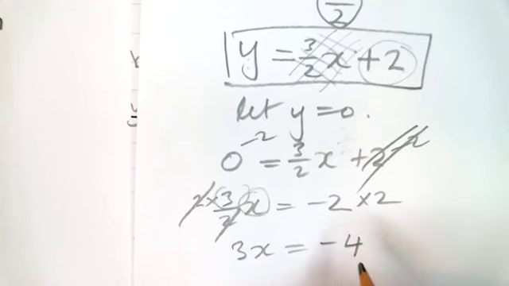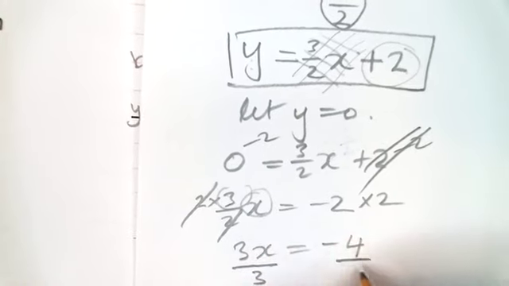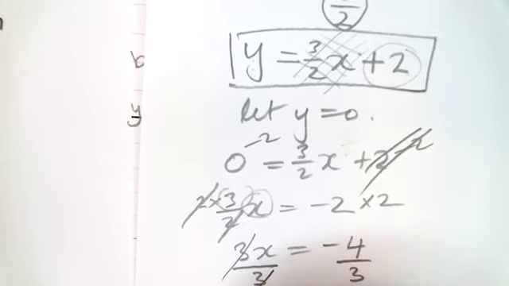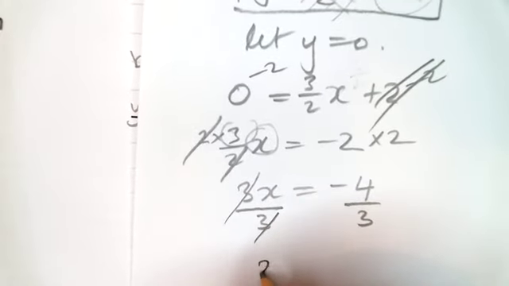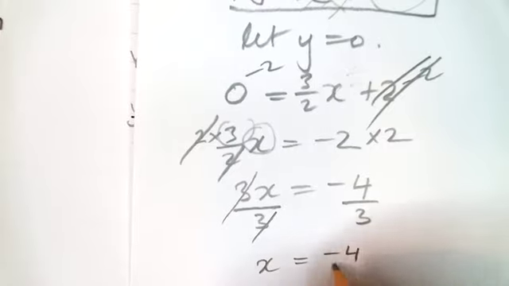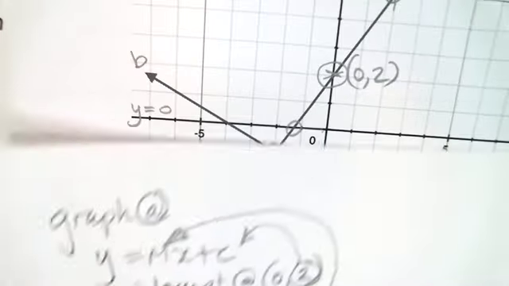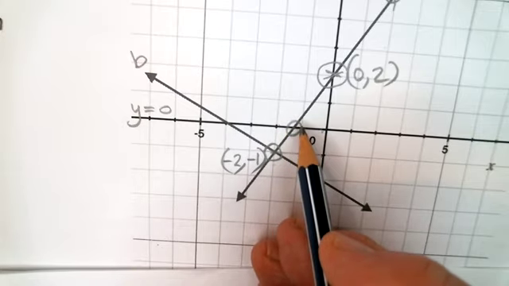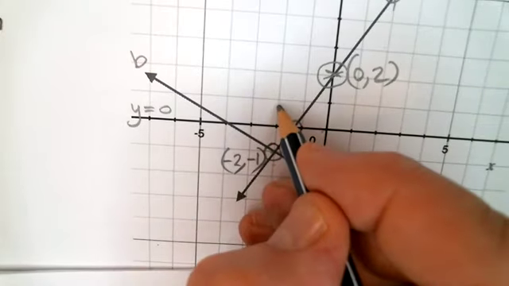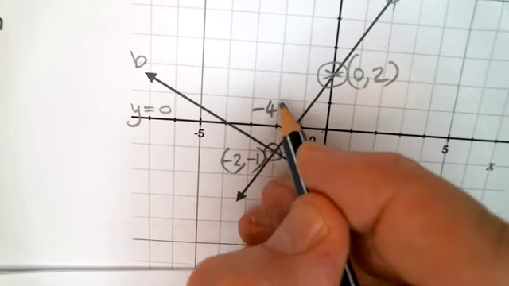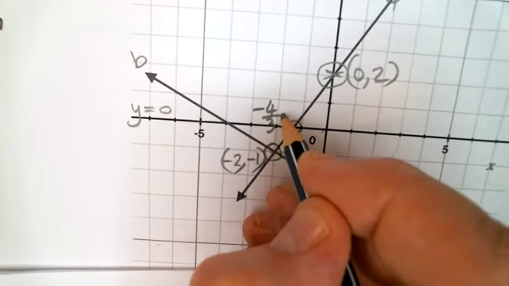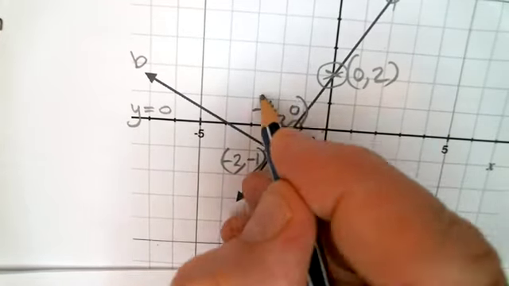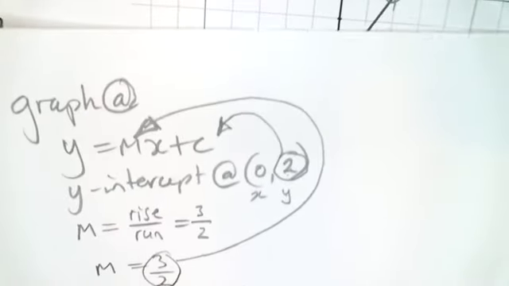Now I could divide both sides by 3. 3 divided by 3 is 1, so x is equal to negative 4/3. Where's negative 4/3? Here it is, negative 1 and 1/3. So it's negative 4/3 along, comma, and 0 up: negative 4/3, comma, 0.